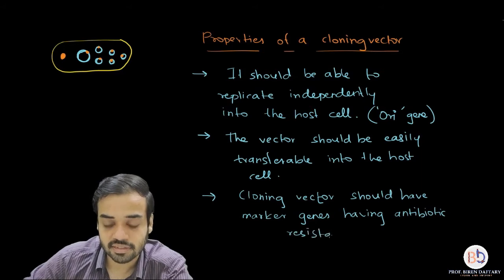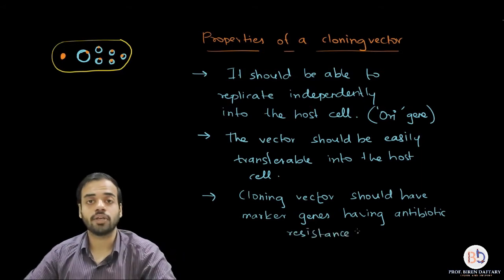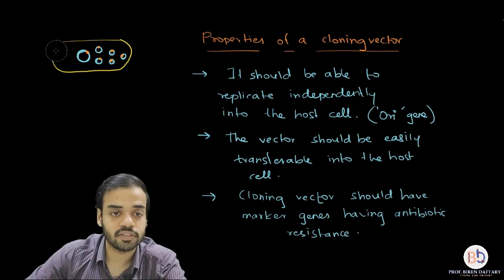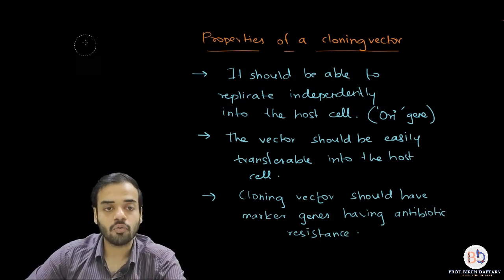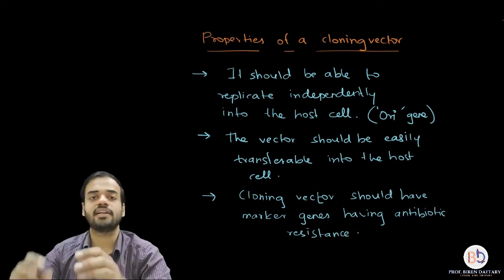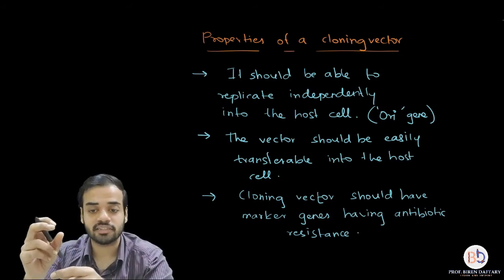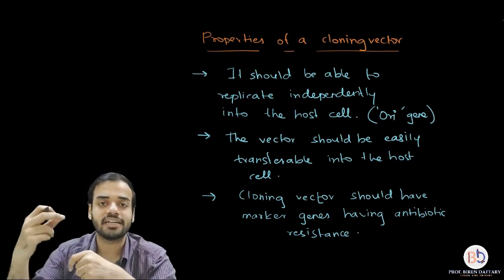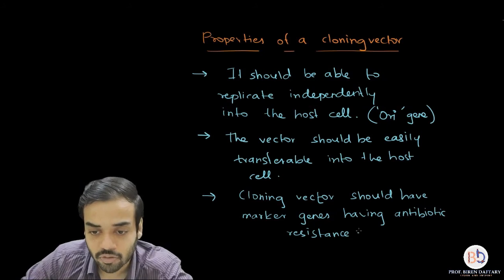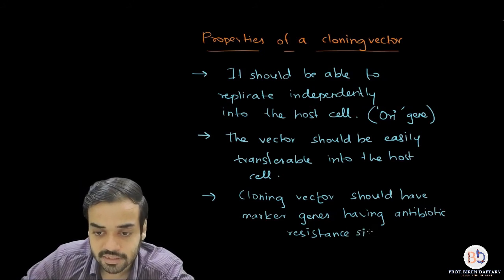Now this is a very important point. Okay, please pay attention over here. So I will just rub this off. Now what is this point saying? This point says that every cloning vector should have a marker gene having antibiotic resistance. Over here I will write down antibiotic resistant sites.